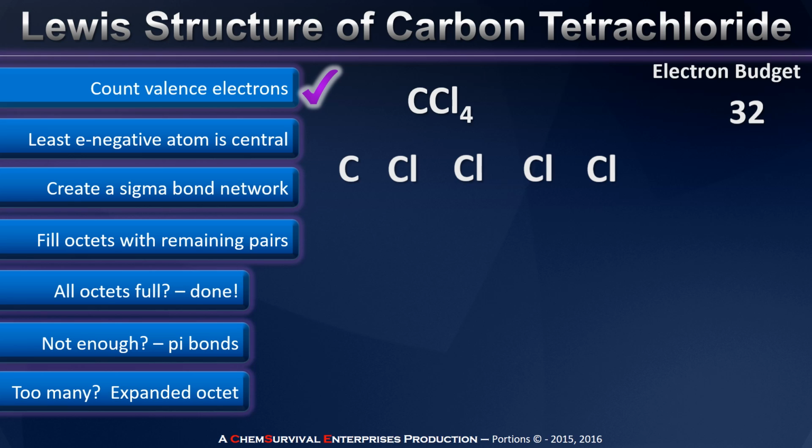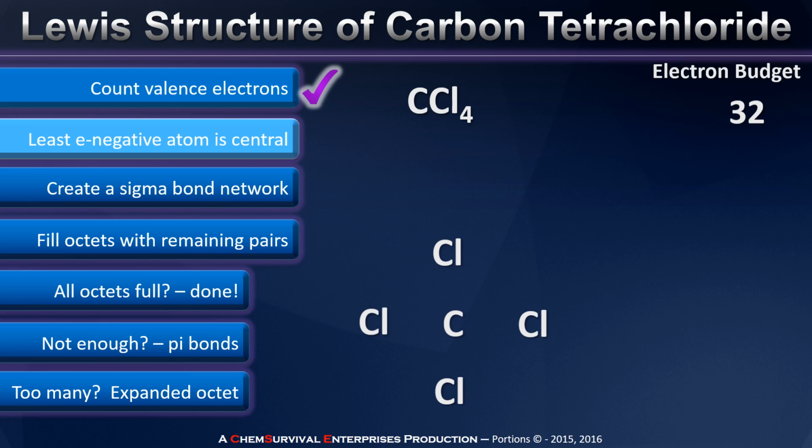Moving on to step 2, I'm going to place the least electronegative atom in the center of my molecule. In this case, that atom is carbon. So my carbon atom will be central, and my chlorine atoms will be arranged around it like this.